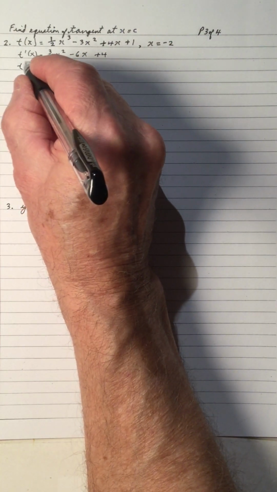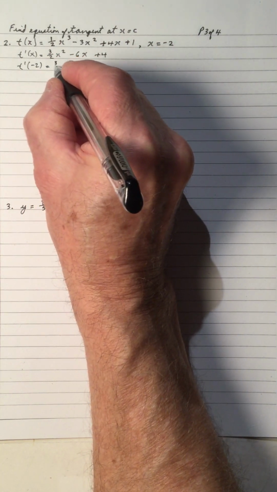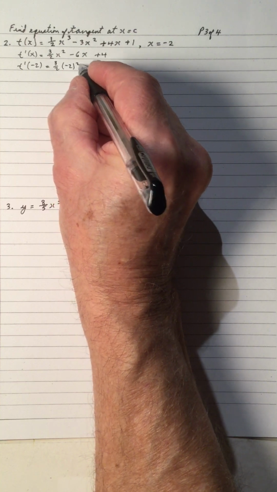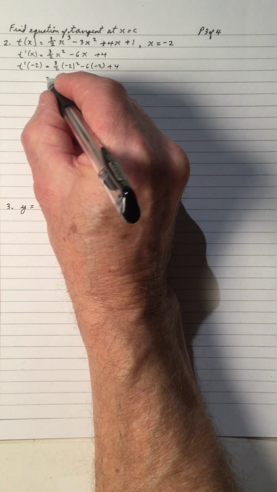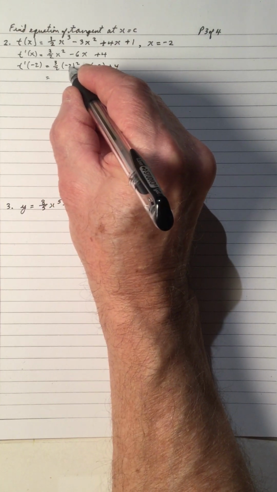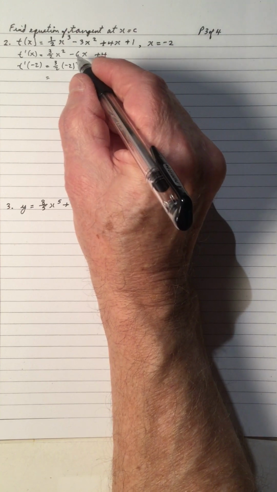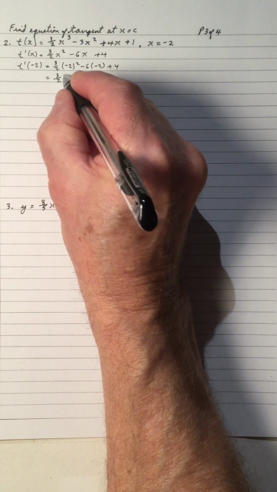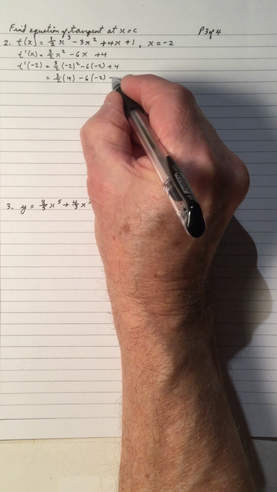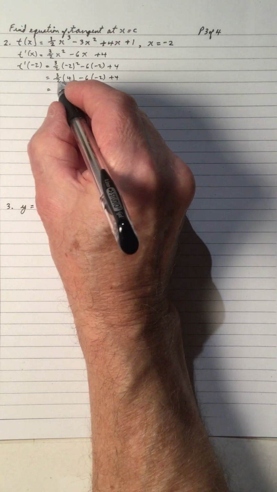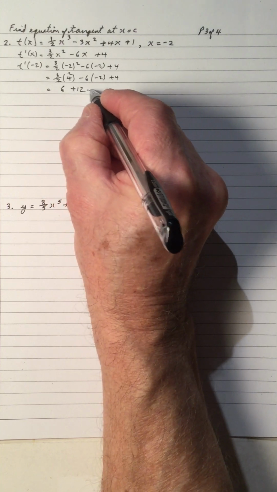Now we get t prime at negative 2. So we get 3 over 2 times negative 2 squared minus 6 times negative 2 plus 4. So we're putting a negative 2 in the place of x. We have to do the powers first. So that's a 4. And so we get 3 over 2 times 4 minus 6 times negative 2 plus 4. We multiply before we add. 2 into 4 goes 2, so 6 plus 12 plus 4.